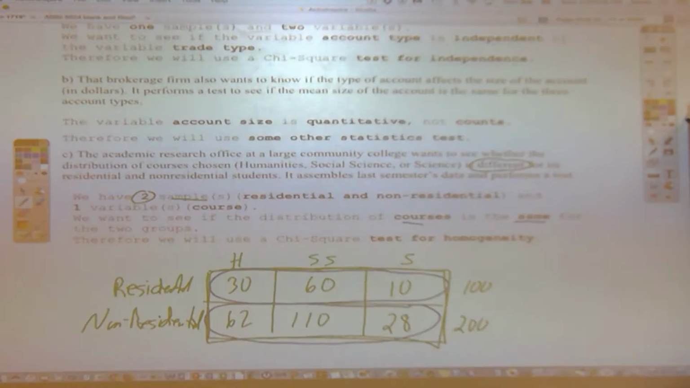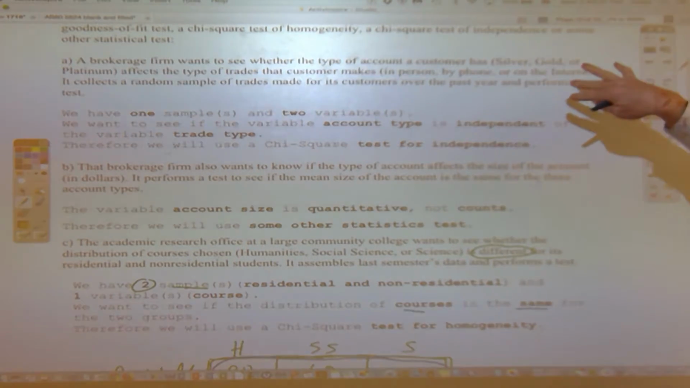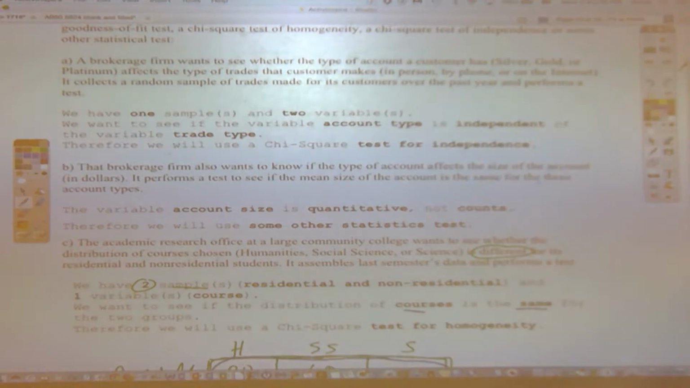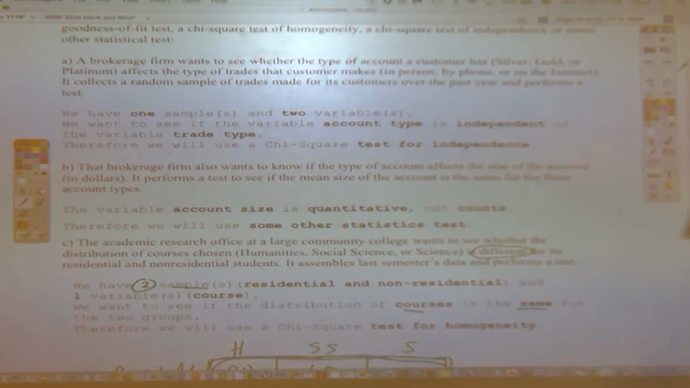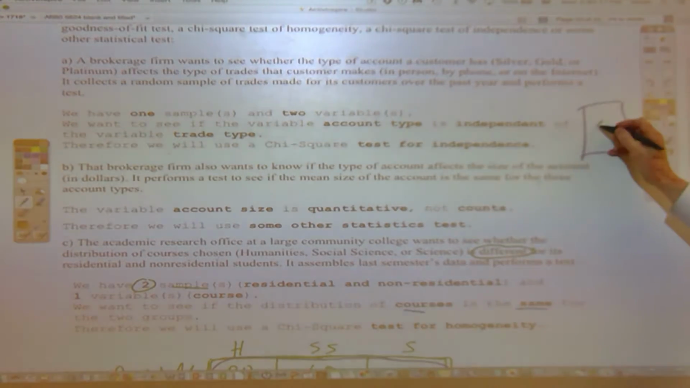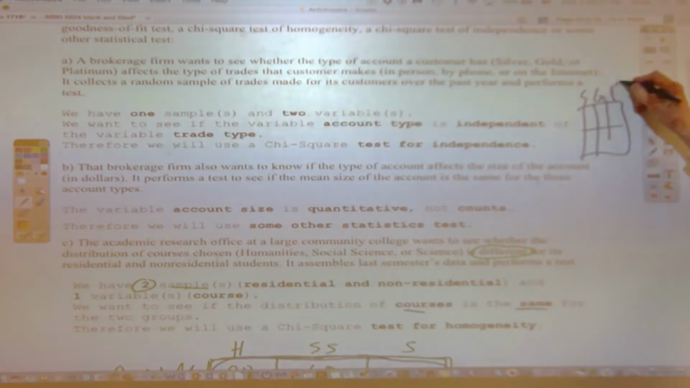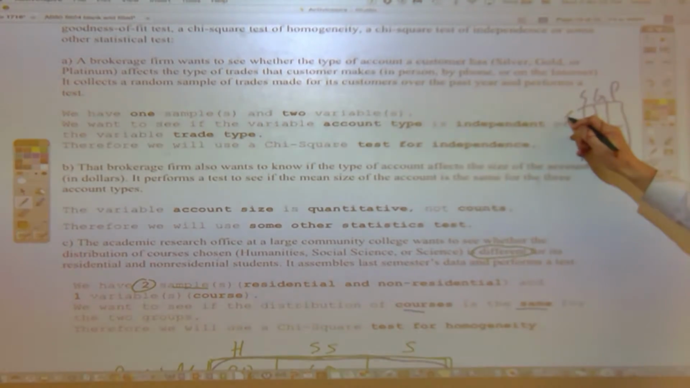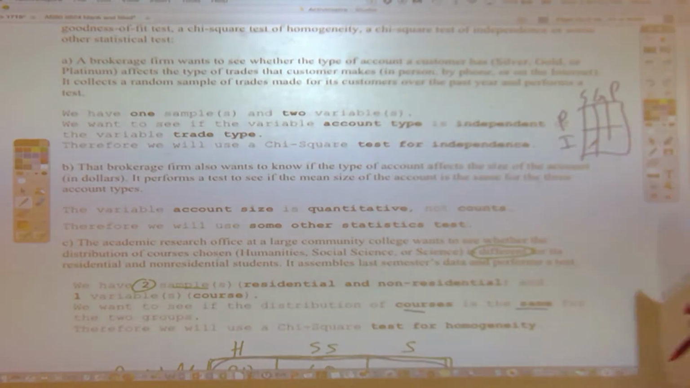But if you take a look at part B, actually let's go to part A. Here a brokerage firm wants to see whether the type of account the customer has, silver, gold, or platinum, affects the type of trades the customer makes by phone or on the internet. So when you think of that, that's a 2-way table. And we got silver, gold, platinum. What kind of trade do they trade by phone or on the internet? Come on, that's just one group of people.